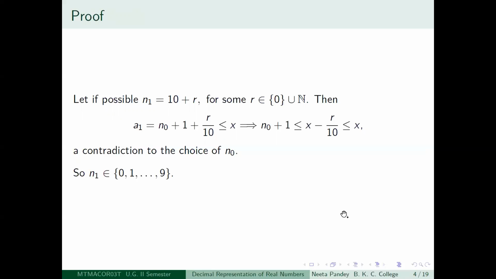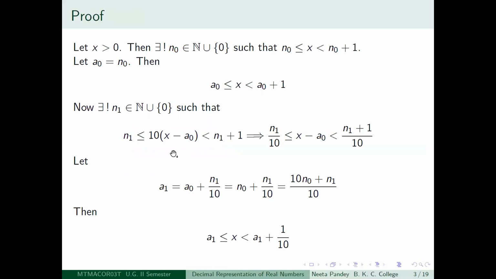9. So how are we going to justify that? Suppose your n1 is not between 0 and 9, then it is going to look like some 10 plus r, where your r is any non-negative integer. Let us just go back once and underline this fact again, that your x minus a naught is greater than or equal to 0, right? So 10 times x minus a naught is also greater than or equal to 0. Therefore, the n1 which you have got is a non-negative integer.